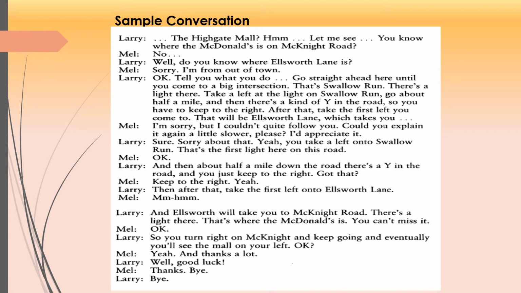Okay, tell you what you do. Go straight ahead here until you come to a big intersection. That's Solo Run. There is a light there. Take a left at the light on Solo Run. Go about half a mile, and then there is a kind of Y in the road, so you have to keep to the right. After that, take the first left you come to. That will be Ellsworth Lane, which takes you. I'm sorry, but I could not quite follow you. Could you explain it again a little slower, please?